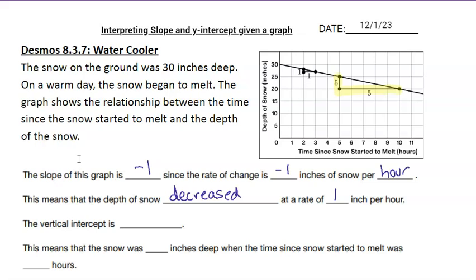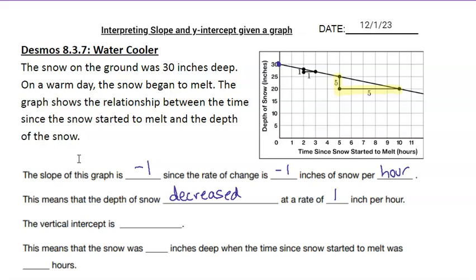Now let's take a look at the vertical intercept. Remember, the vertical intercept is also called the y-intercept. So if we look at where our graph crosses the y-axis, that is at the point 0, 30. So our y value is 30 there.